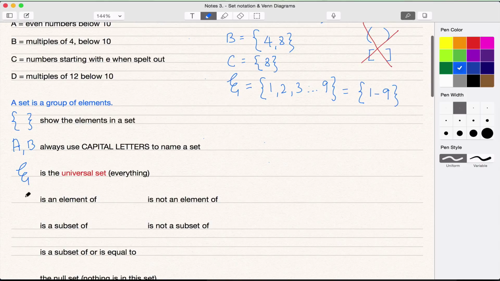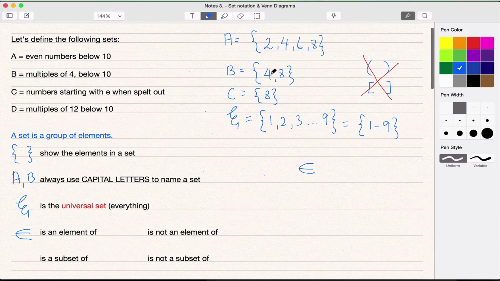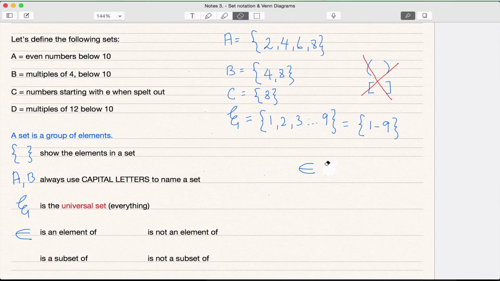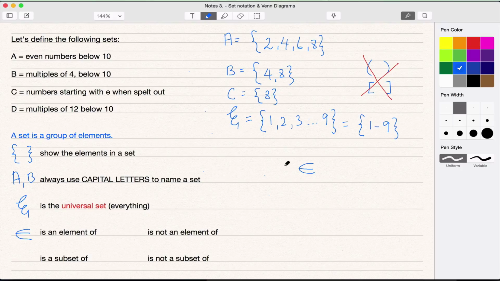This symbol here, it looks like an E, but it's curvy. You might have seen when I drew it, it starts like a C and then you just add the middle line in there. It means is an element of. So we can say 2 is an element of A, and we would write it like this. 2 is an element of A. Actually, I'm just going to fix that up a bit. 2 is an element of A.